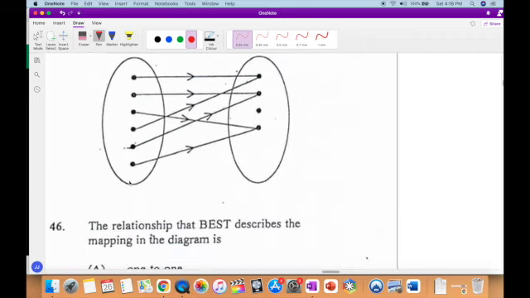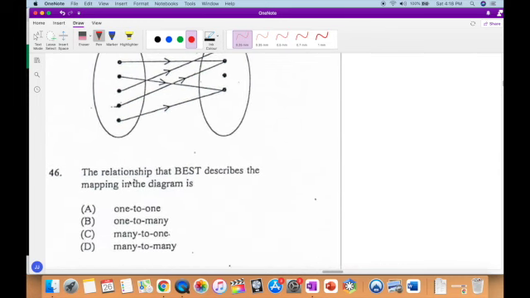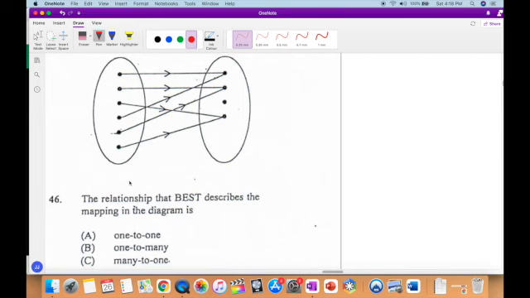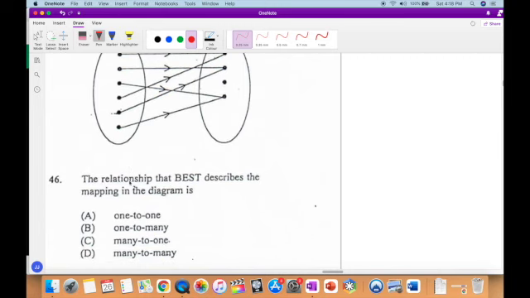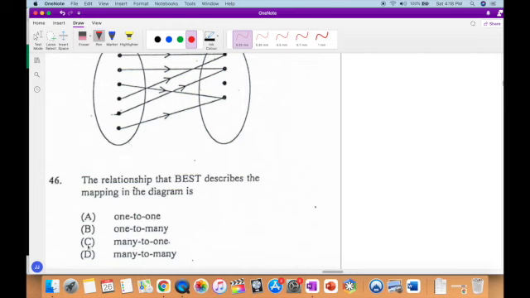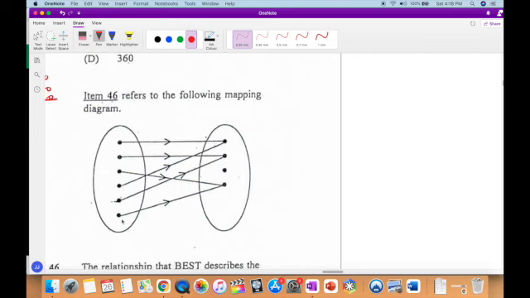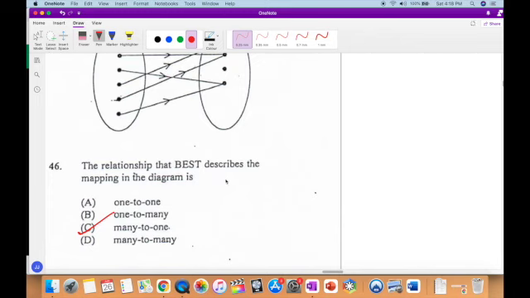46 refers to the following mapping diagram. So we have mapping diagrams here, and the relationship is best described is not a 1-to-1. This is a many-to-1, right? Many-to-1 is C. And just to recap that topic, we have here 1-to-1 would be one thing going to one thing, like that. 1-to-many would be one thing going to many things, like that. Many-to-many is if I had one going to many things here, but I can also have many things going to one thing here. That is many-to-many, right?